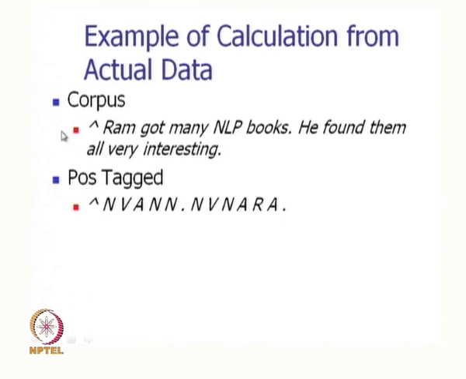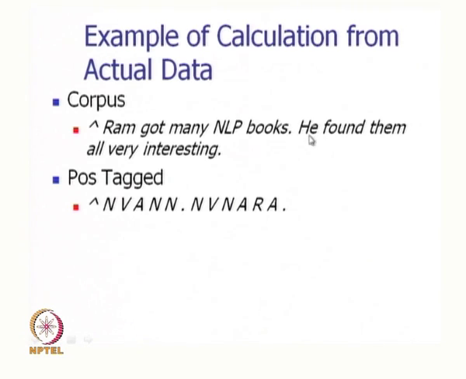Now, in this case, when we produce the tags, which is a very simple minimal set of tags, hat corresponds to the tag hat. Ram is a noun, it is a proper noun, but we are using the general symbol for noun here, N. Got is a verb, so V. Many is an adjective, so A. NLP is the name of the subject, so this is N. Books is also a noun, which is N. Full stop, the tag is full stop.